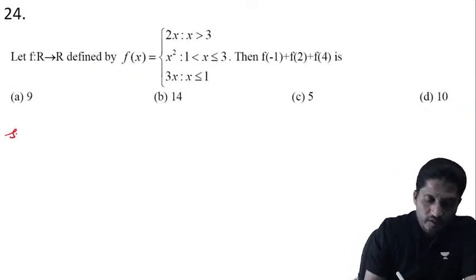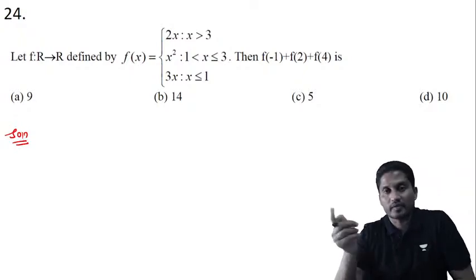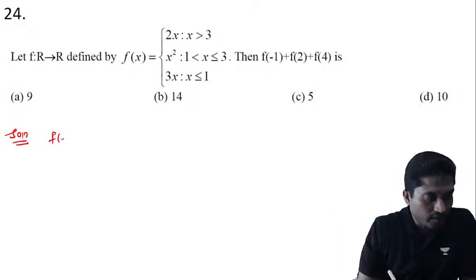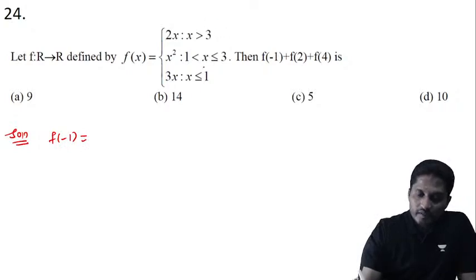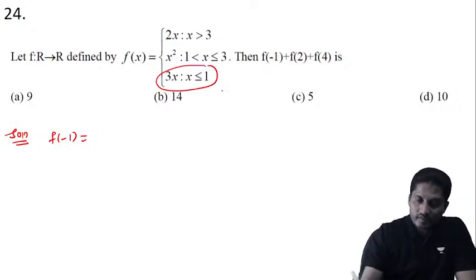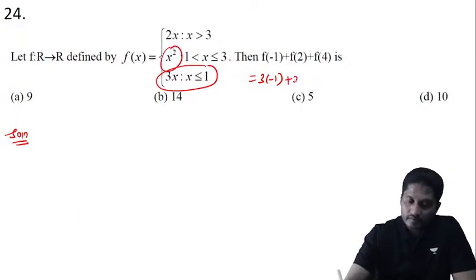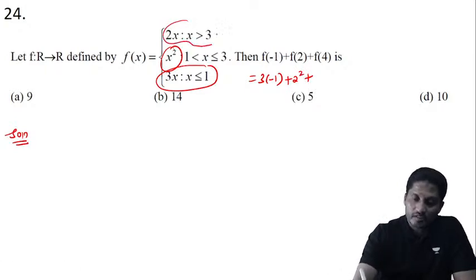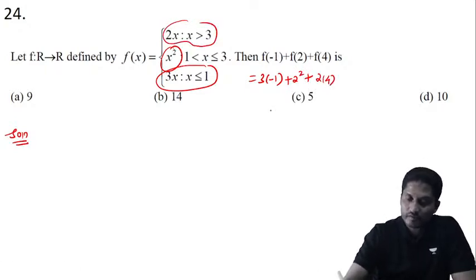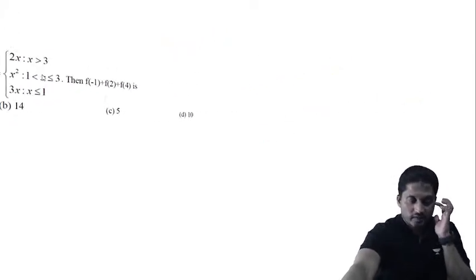Question number 24. This was asked in the 21 paper, 22 paper. F of minus 1. Okay, I'll substitute here. You get 3 into minus 1. F of 2 will be equal to 2 square. And f of 4 will be equal to, x is more than 3, f of 4 is 2 into 4 minus 3 plus 4 plus 8, which is equal to 9. Answer is option A. Right? Question number 25.